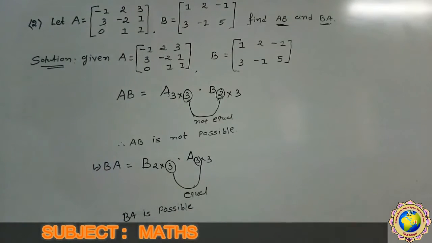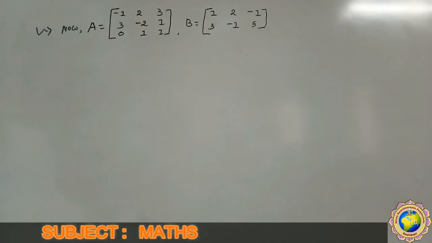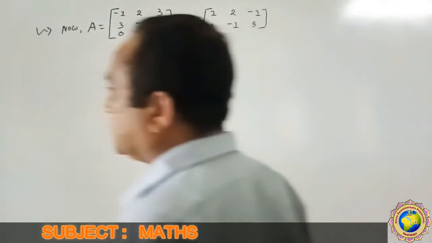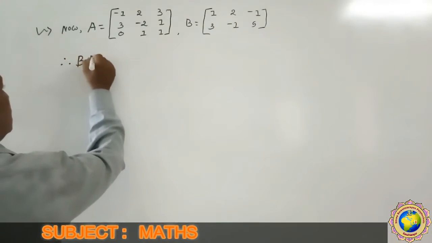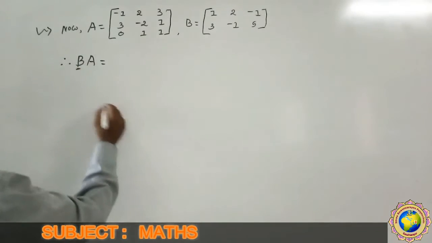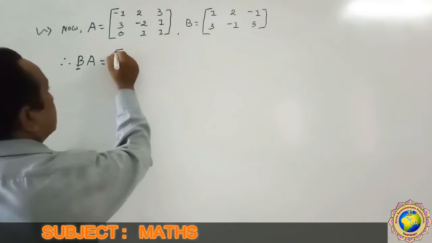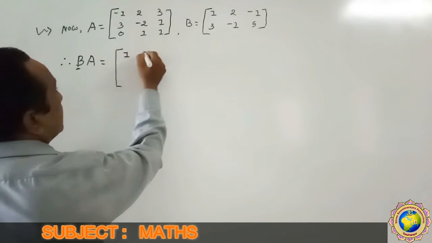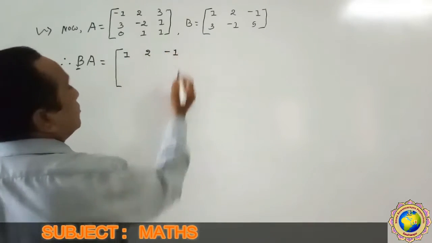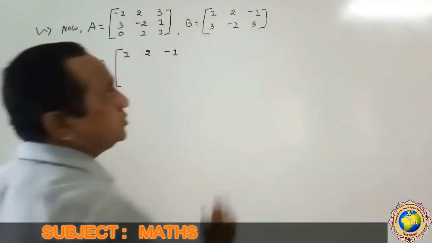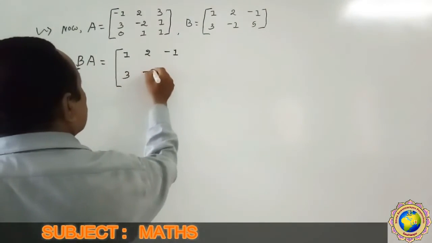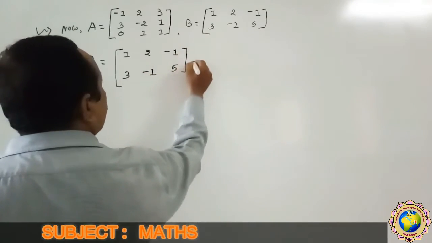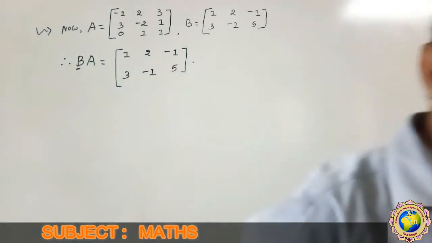So BA is possible, then find BA. Clear? Now we find BA. First write down matrix B: first row 1, 2, minus 1; second row 3, minus 1, 5. Clear?